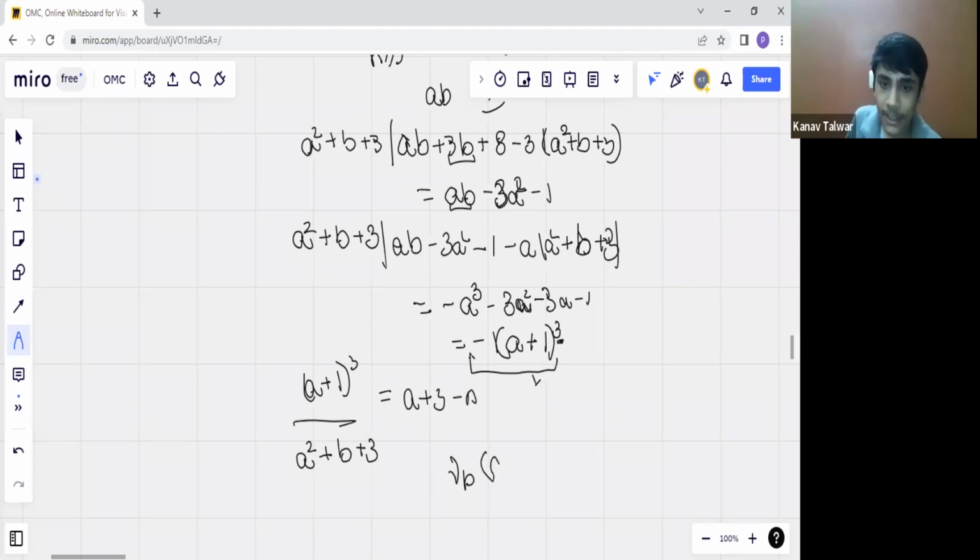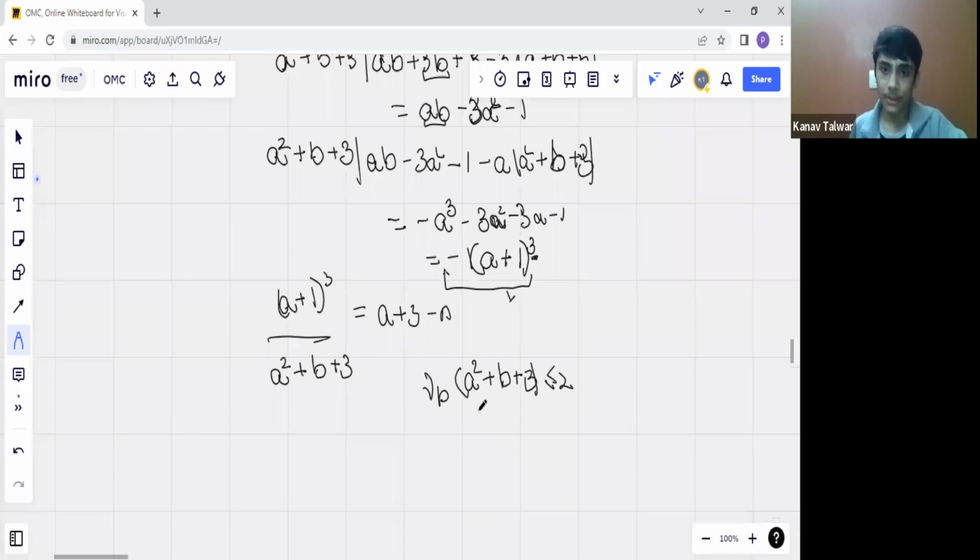So first of all, for every prime, VP of a squared plus b plus 3 is at most 2. This is what cube free says: a squared plus b plus 3 is not divisible by the cube of any prime. And so for any prime that divides a squared plus b plus 3, that prime also divides a plus 1 whole cube, just because this is an integer. So that prime must also divide a plus 1. So VP of a plus 1 is at least 1.